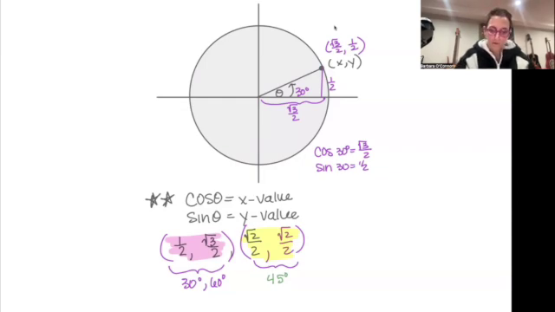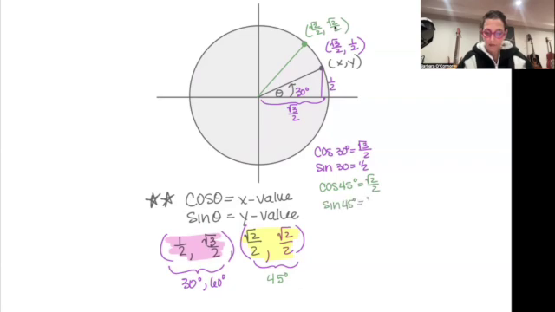Let's try a 45-degree one. At 45 degrees, I know that 45 degrees always goes with root 2 over 2 for both sine and cosine. So my coordinate pair is root 2 over 2, comma, root 2 over 2, which means that the cosine of 45 degrees is root 2 over 2, and the sine of 45 degrees is also root 2 over 2.